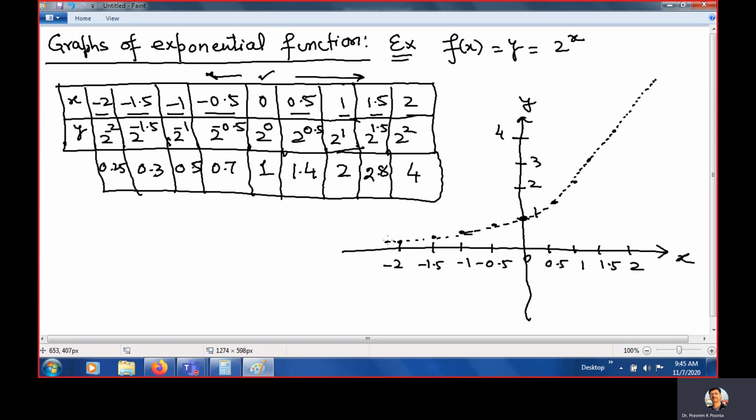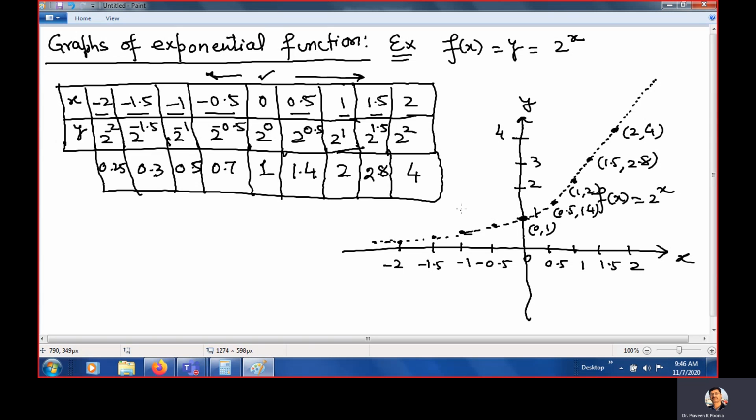So this is the graph of f(x) = 2^x. What you can do is mark these points. This is 2 comma, how much? 4. This is how much? 1.5 comma 2.8. This is 1 comma 2. This is 0.5 comma 1.4. This is 0 comma 1.